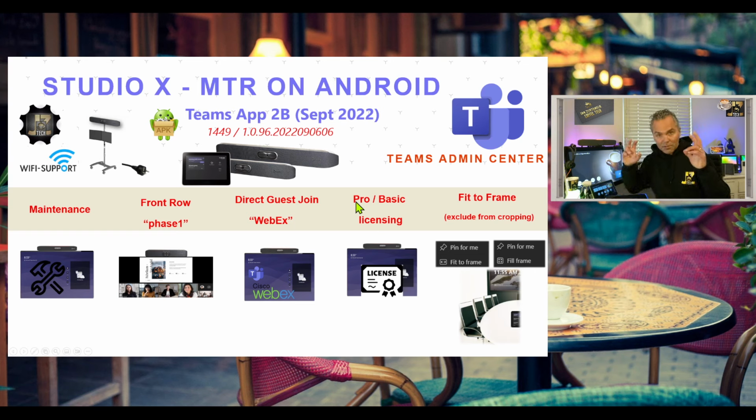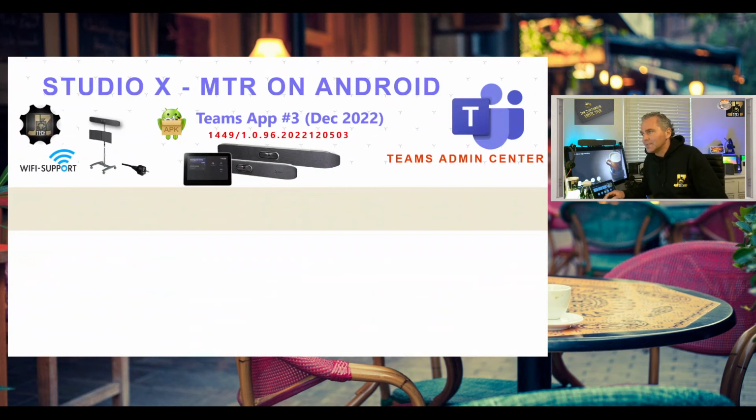We are slowly going to the Pro and Basic licensing. If you haven't played around with that, I recommend you check that out. That licensing will change, and this upcoming summer, they will enforce the Basic and Pro licensing structure. There were also things like fit to frame. So if you dial in with an MTR on Android room, your client is able to identify it, and it will make sure that you can see the whole room.